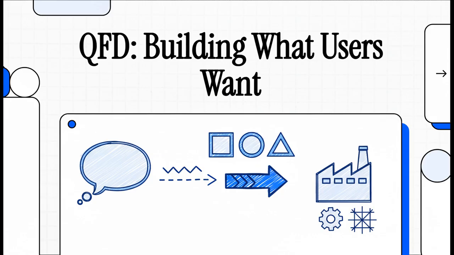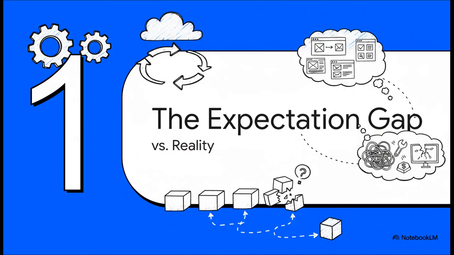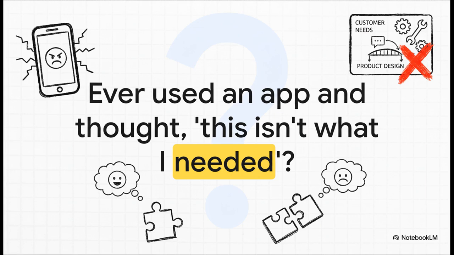It's called Quality Function Deployment, and it's all about making sure that what gets built is exactly what customers really want. So let's dive right in and talk about the core problem that QFD was created to solve. It's that classic, frustrating gap between what we expect and what we get. I mean, it's so frustrating, isn't it?